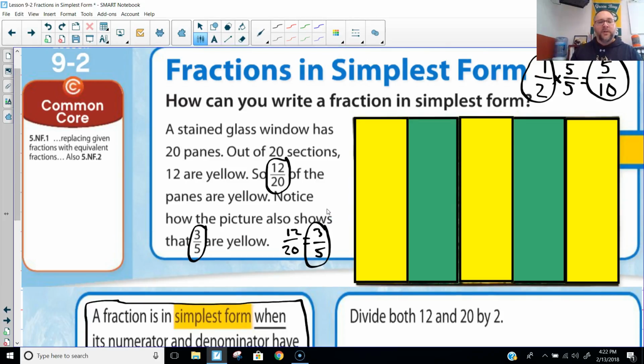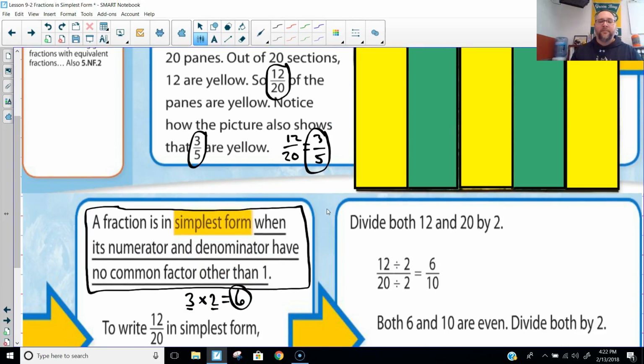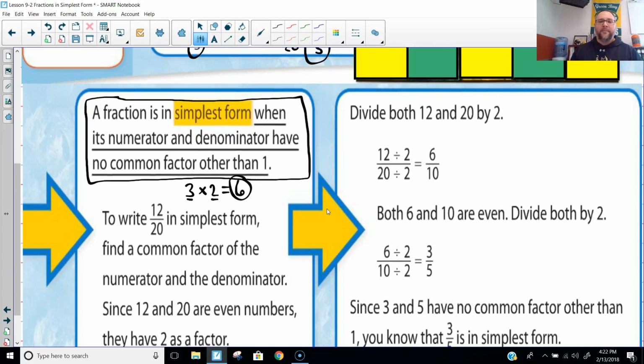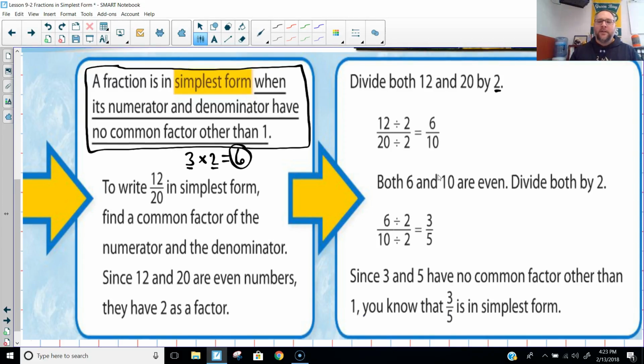And what we do is we divide to find an equivalent fraction. If you look down here, what they did is they divided both 12 and 20 by 2. Since both 12 and 20 are even numbers, we know we can divide it by 2. So 12 divided by 2 is 6, 20 divided by 2 is 10, and I see that I still have even numbers, which means that I can divide it by 2 again. So I'm going to divide 6 by 2 and get 3, and 10 by 2 to get 5.